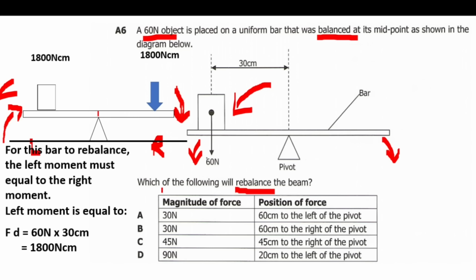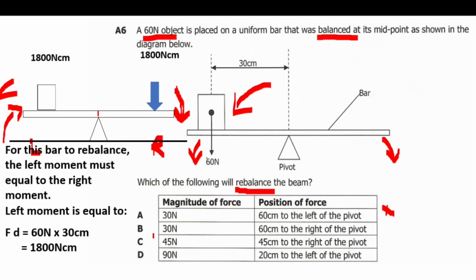Now, going to our question, which of the following will rebalance the beam? A, magnitude of force 30 Newton, position of the force 60 centimeters to the left of the pivot. To the left again, if you put it to the left, it will continue moving in the anticlockwise rotation. So this one, no, wrong.